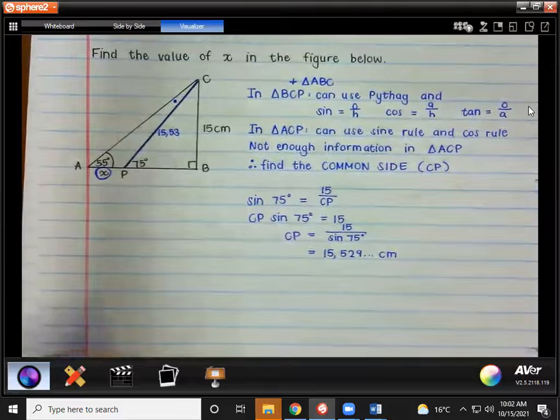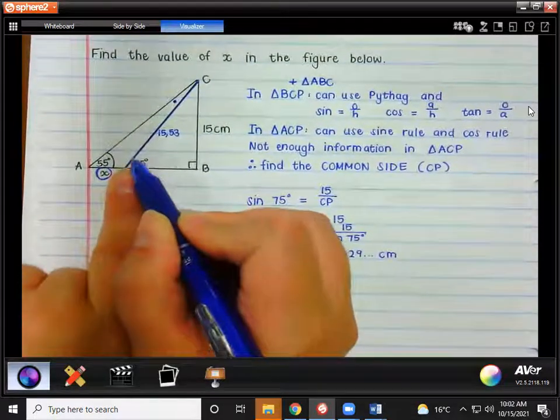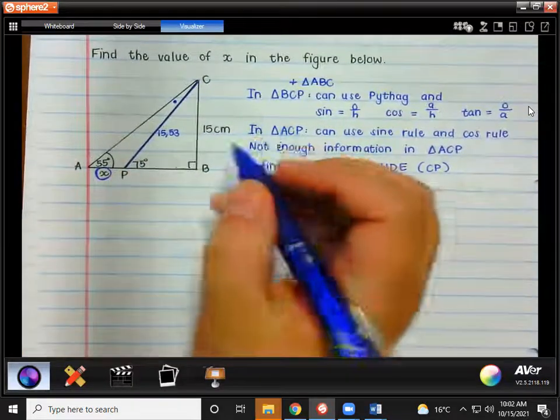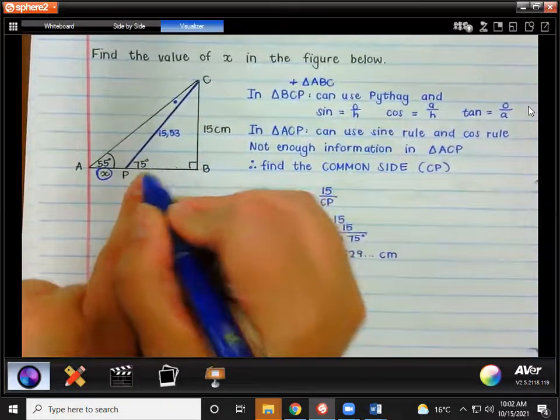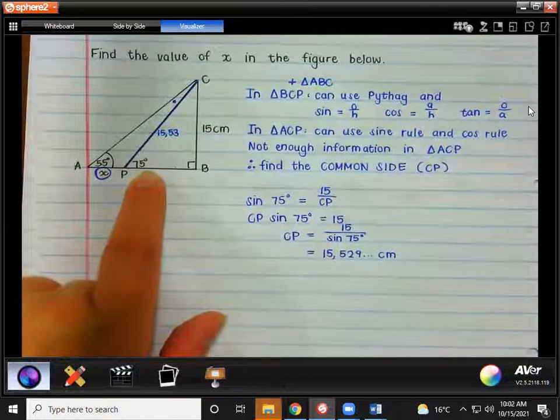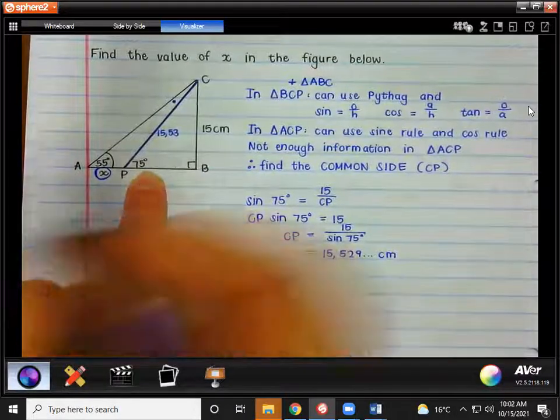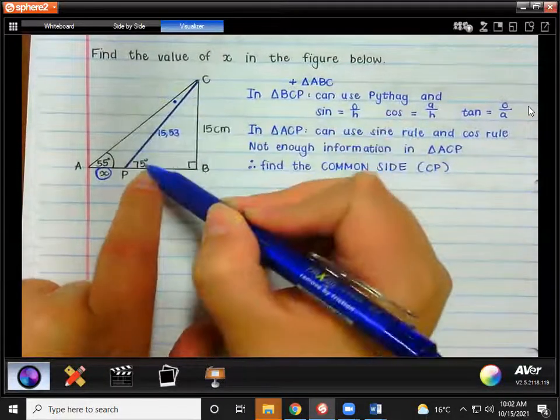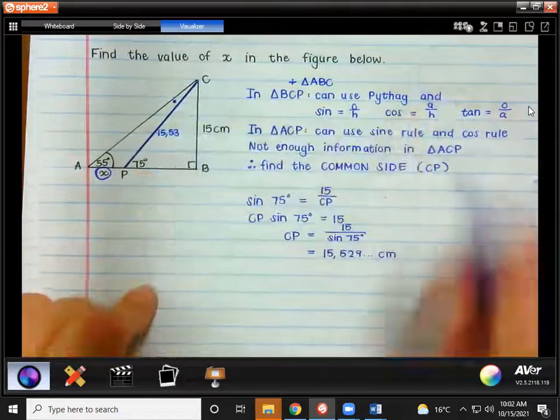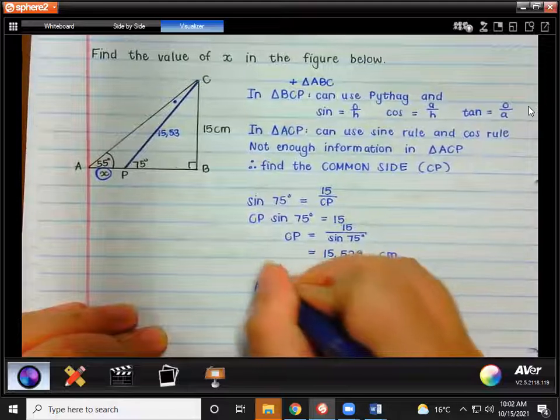You could go the longer route, which would be to use angles on a straight line to find that angle and then do angle sum in triangle. But let's try and save some time, guys. 75 is the exterior angle of this outer triangle. What do we know about the exterior angle? It's equal to the opposite interior angles. So 55 plus this angle must give us 75. So what must that be? 20. All right. So I'm just going to write that ACP.